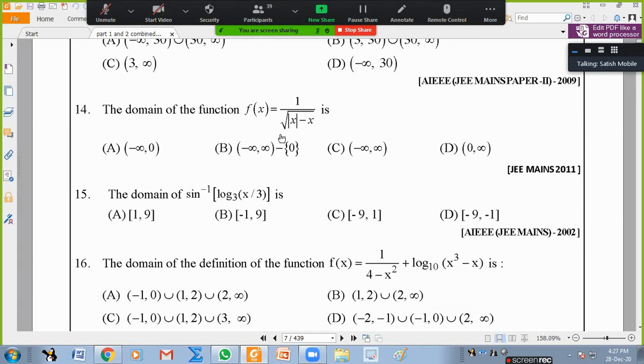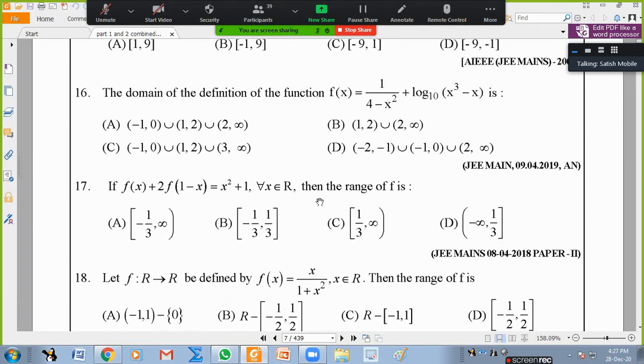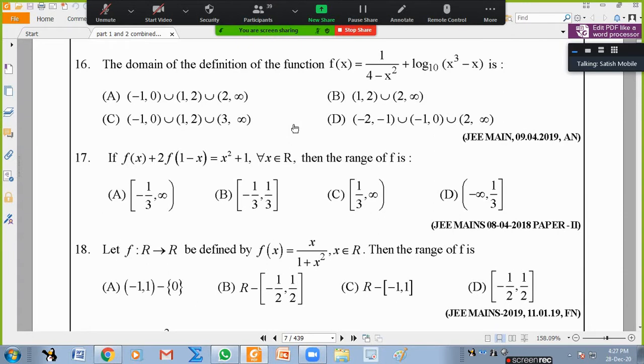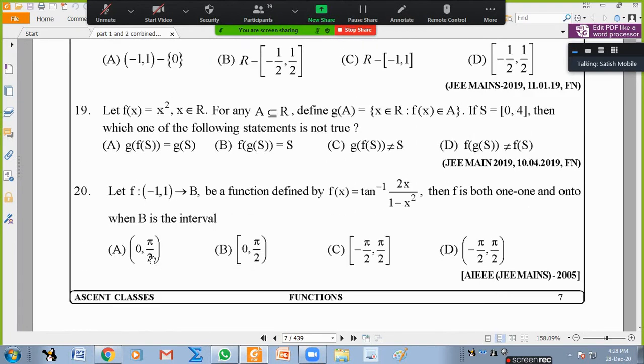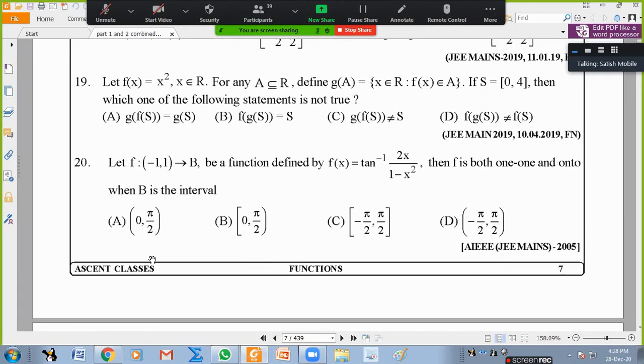Any doubt about 14? I discussed in the class for some people. 16, anybody any doubt? 17. No doubt. 18 I discussed in the class. 19. Anybody any doubt? Yes, sir. Okay.